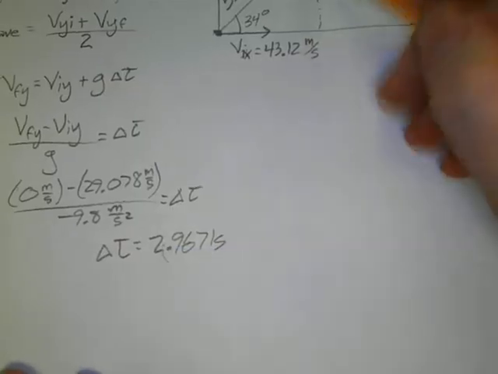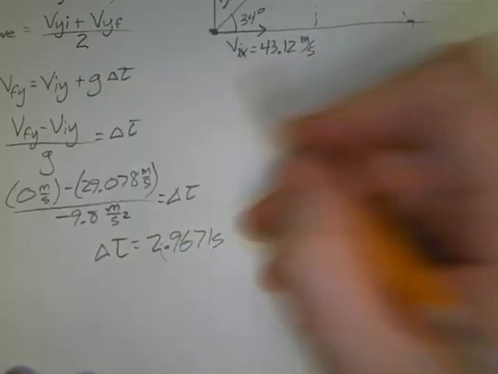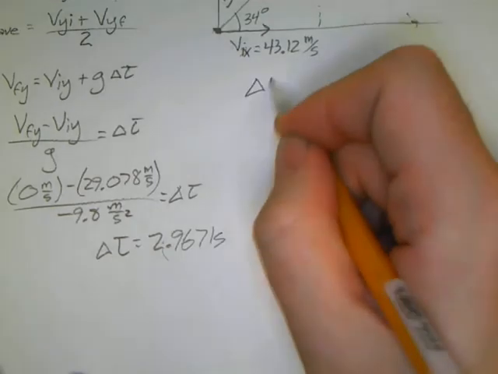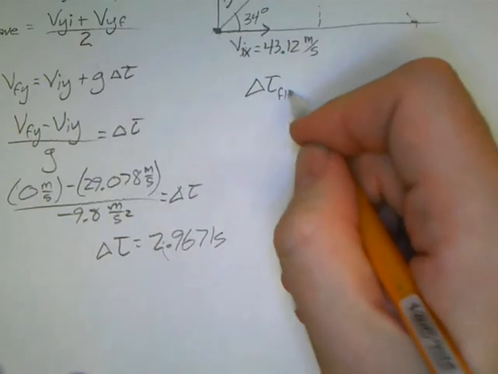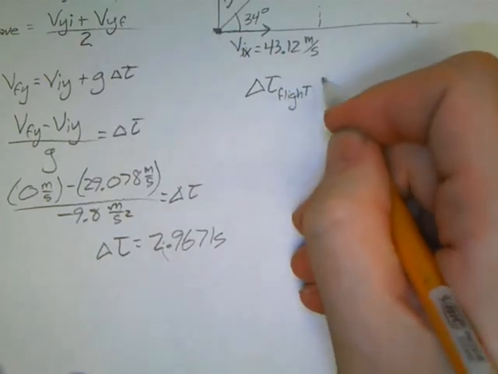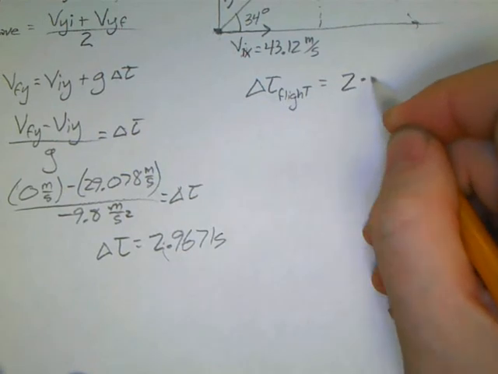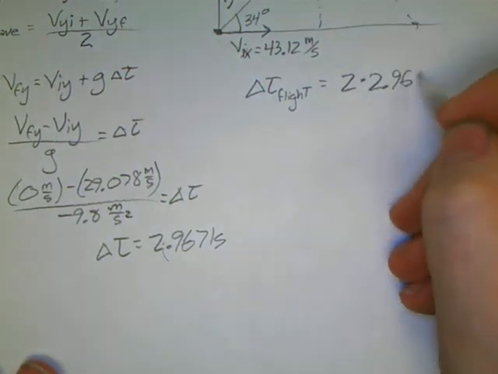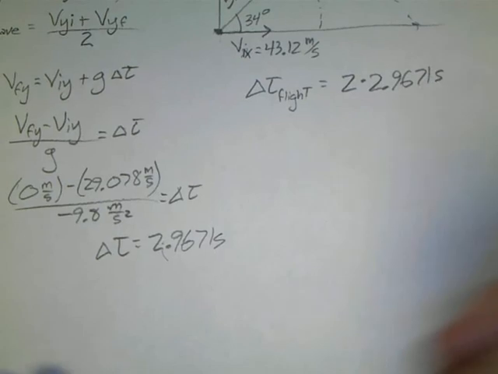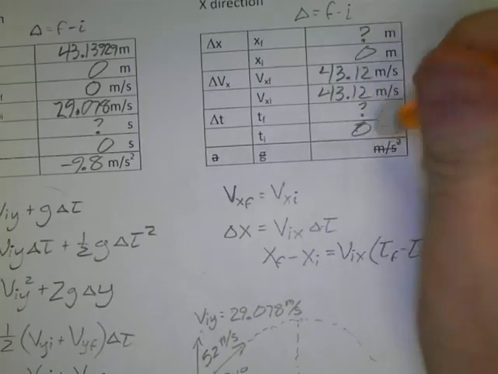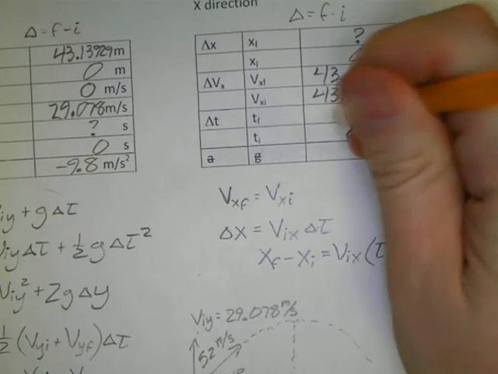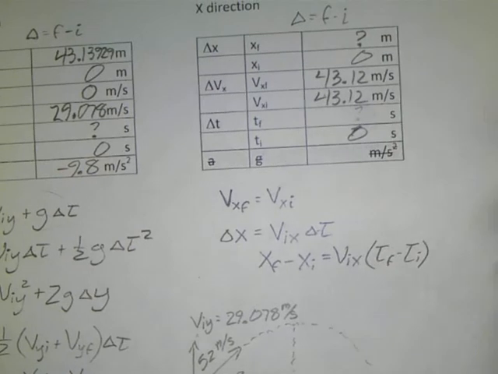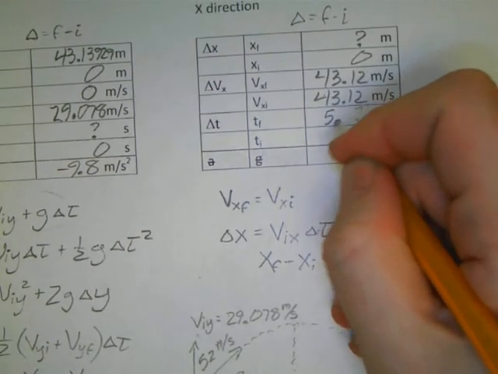So the time of the entire flight is equal to 2 times my 2.9671 seconds. So that's what I'm going to put into my table up here: 5.9343.